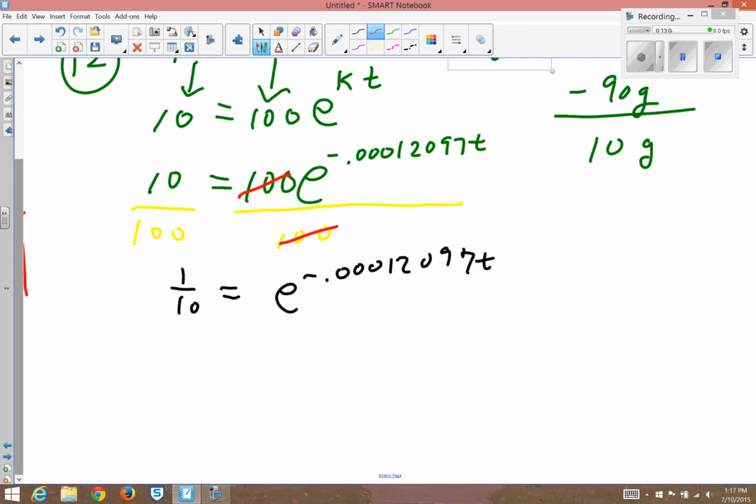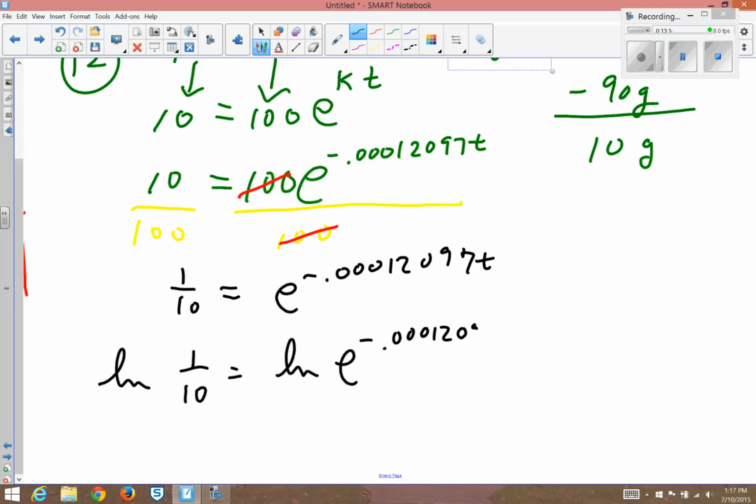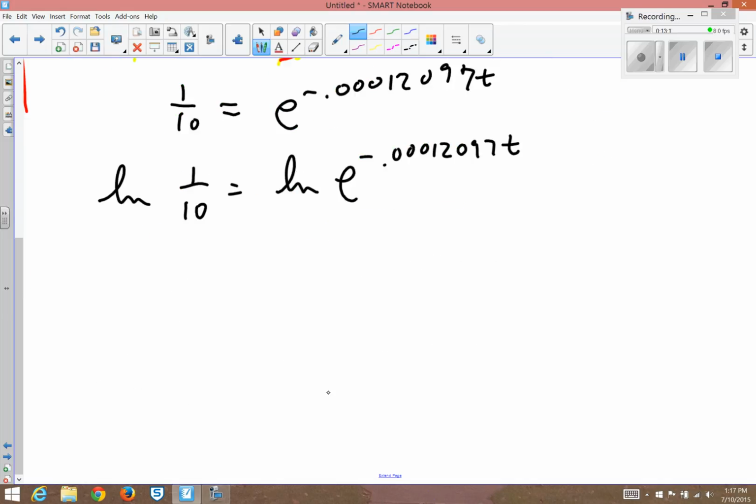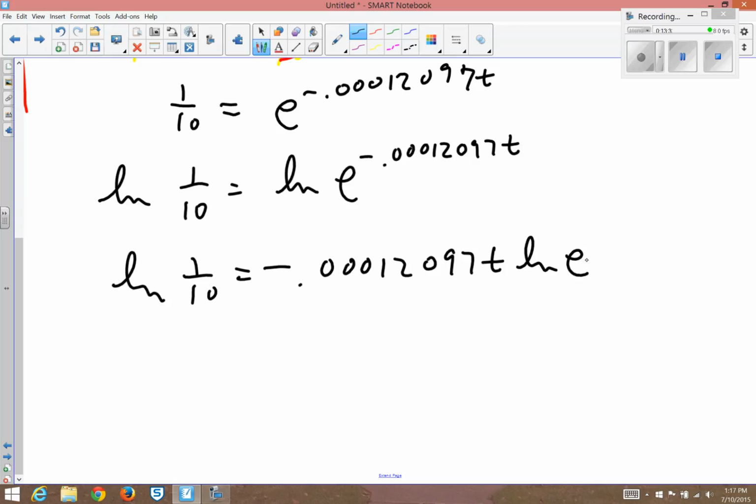Now we're going to take the natural log of both sides. The natural log of the left side has to equal the natural log of the right side. The reason we use logs is when we have the log of something with an exponent, we can drop the exponent down in front of the log. So it's going to be this exponent times the natural log of e. No exponent anymore. Now we're going to divide both sides of this equation by negative 0.000120097.